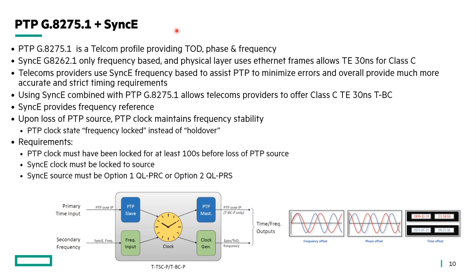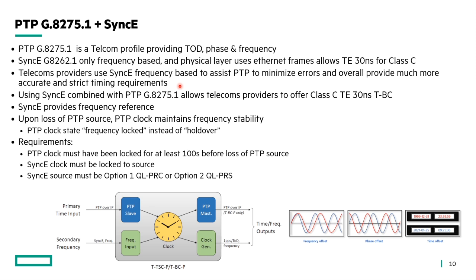So now let's add G.8275.1 to the picture. 8275.1 is a PTP telecom profile which provides time of day, phase and frequency. As we learnt earlier, SyncE is frequency based on the physical layer, using Ethernet frames, and allows us to have a TE of 39 nanoseconds or less, which brings it within Class C conformance. So what telecom providers actually do is use the SyncE frequency to assist PTP to minimize errors and provide the much more accurate and strict timing that is required in a telco network.